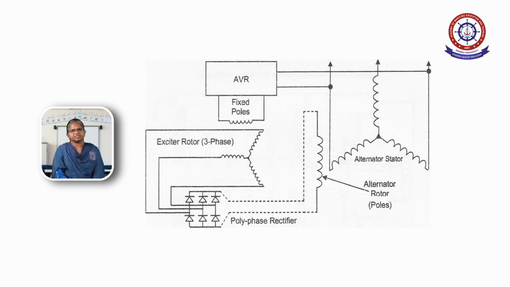Then the rotor of this small alternator produces the AC voltage. That AC voltage is converted to DC with the help of the rectifier. That rectified DC voltage is used to excite the field system of the main alternator, so that with the help of this system the field excitation can be varied, so that the output of the alternator can be varied.